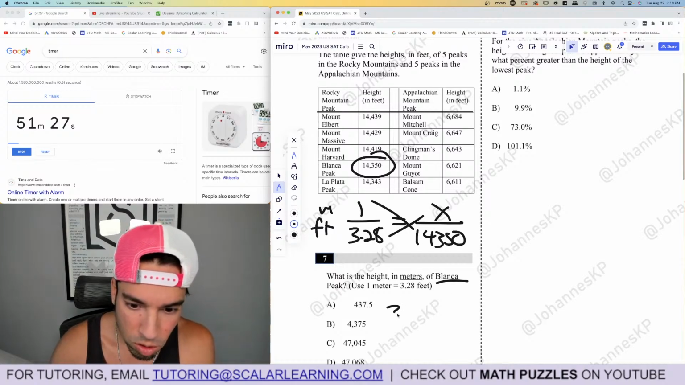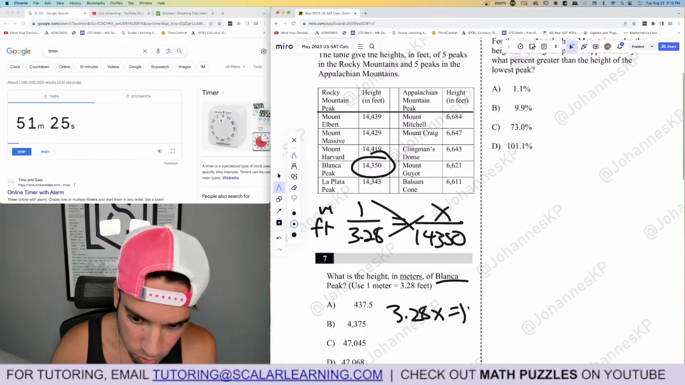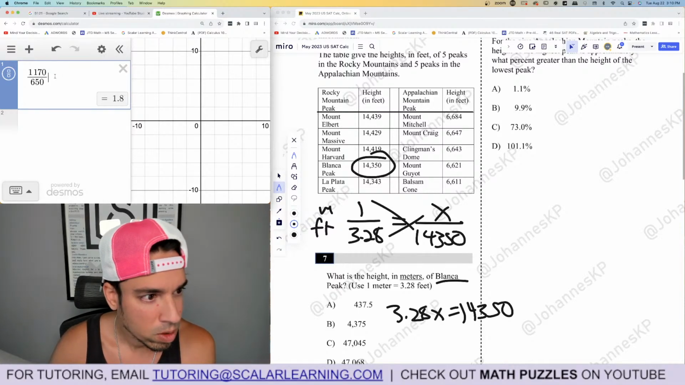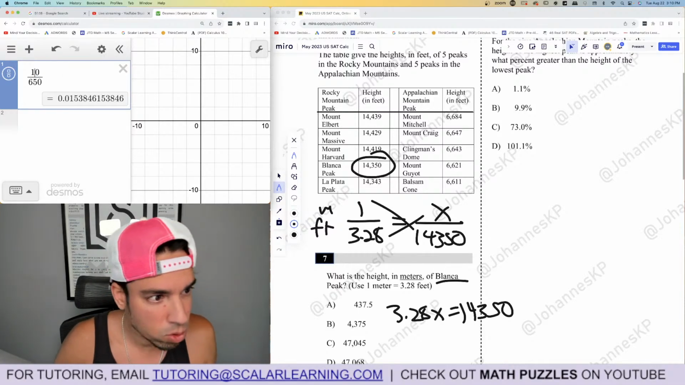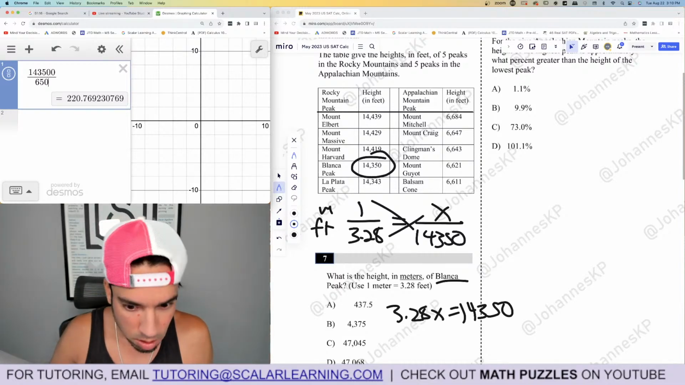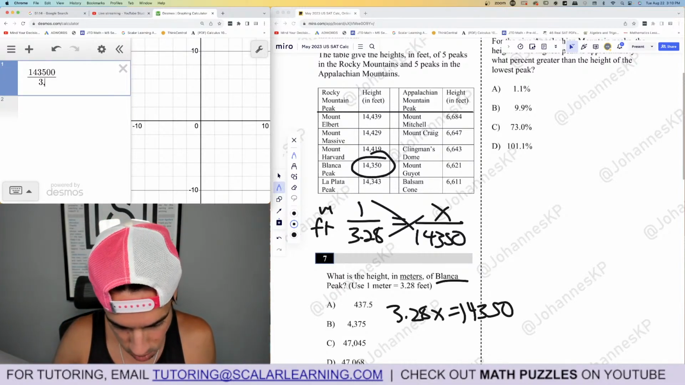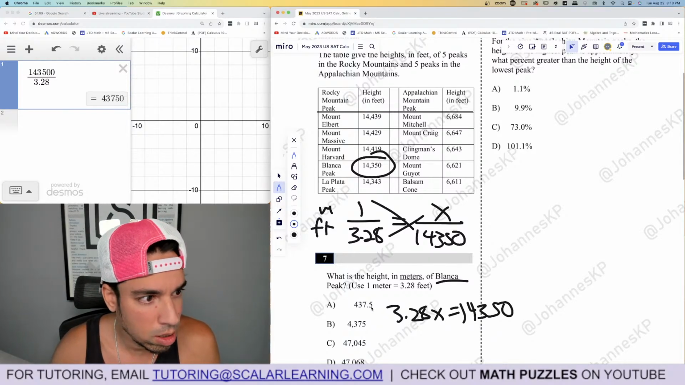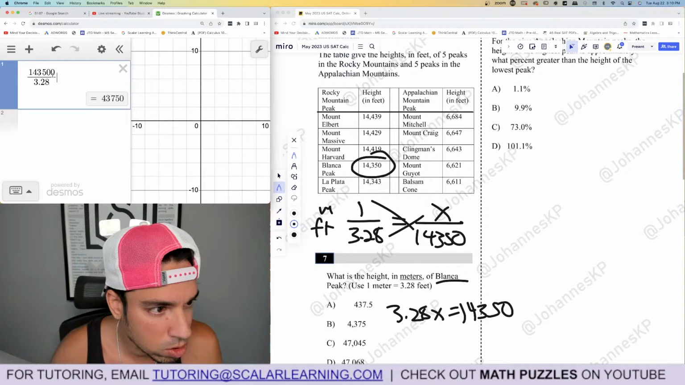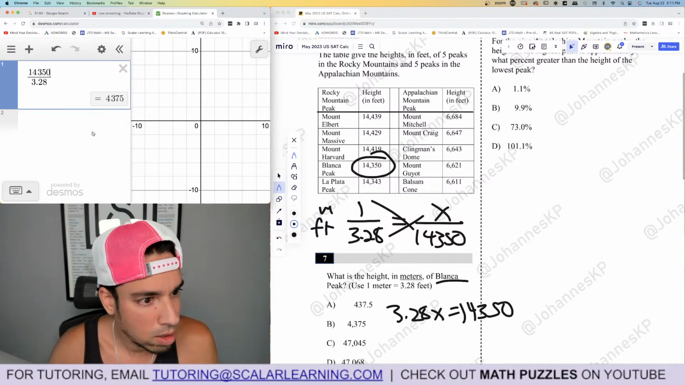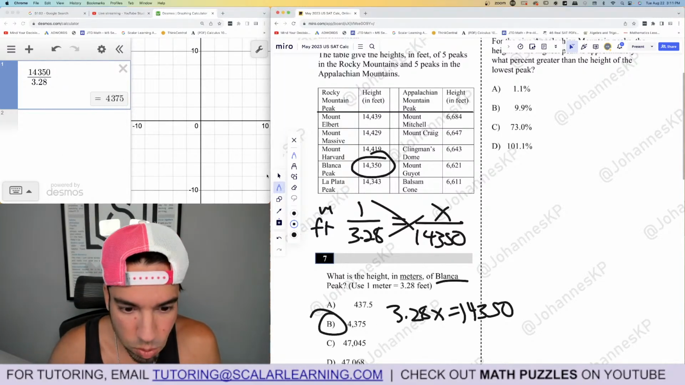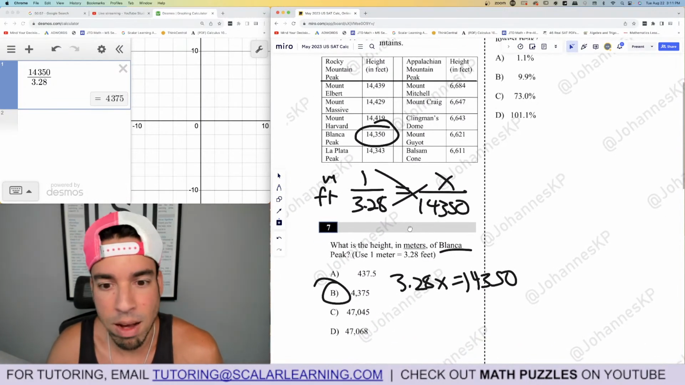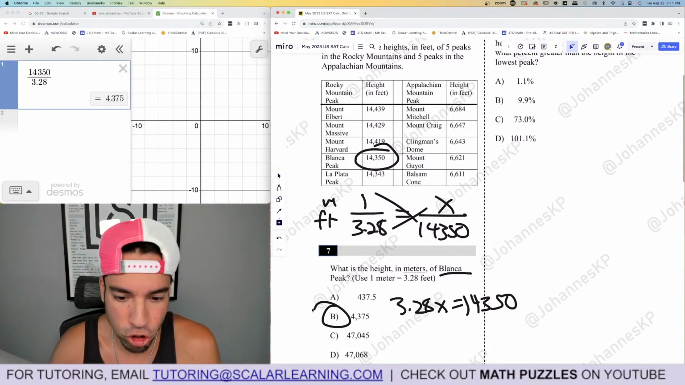Cross multiply. 3.28x equals 14,350, and then we divide both sides by 3.28. Let's do it in the calculator. 14,350 divided by 3.28. Oops. And we got this value, 43. What is happening? Did I put too many? Oh, I put too many zeros. Sorry. There we go. 4375. B is the winner. Done. That's pretty clearly obvious. You can just mentally divide by 3. It should be around 4,000.